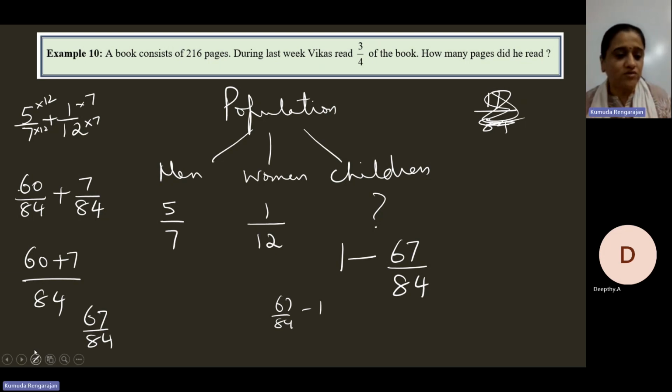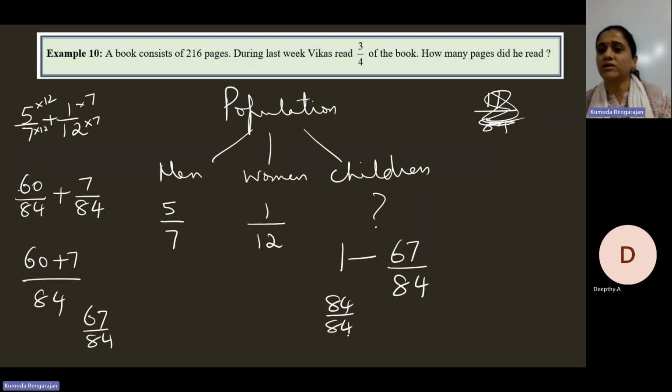Okay, so the fraction of children is equal to, write 1 as 84 by 84, because 84 by 84 is 1. It's the same as taking the LCM, it's just that it's easier and you can do it faster. If the denominator here is 95, then 95 by 95. Just to calculate faster, that's all. It's like taking LCM only.